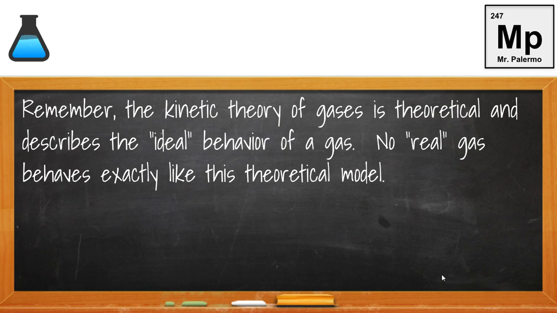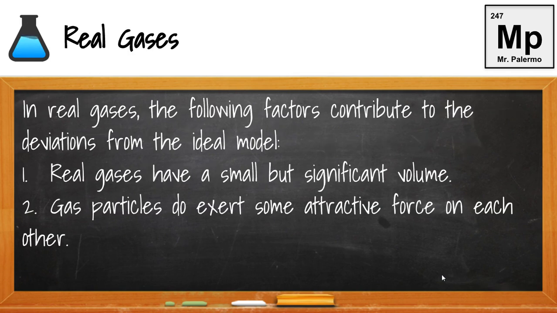But I want you to remember, these are models. The kinetic theory of gases is a theoretical model, describing what we say is the ideal behavior of a gas. Real gases in real life do not behave exactly like the ideal gas in this theoretical model. In real gases, two factors contribute to deviations from the ideal model. The first is that real gases do have a small amount of volume, and it is significant. The second is that gas particles do have some attractive force on each other.